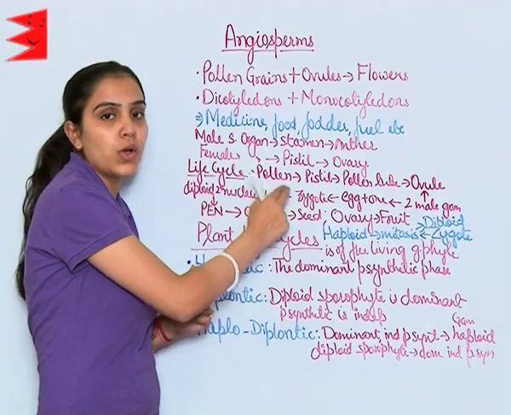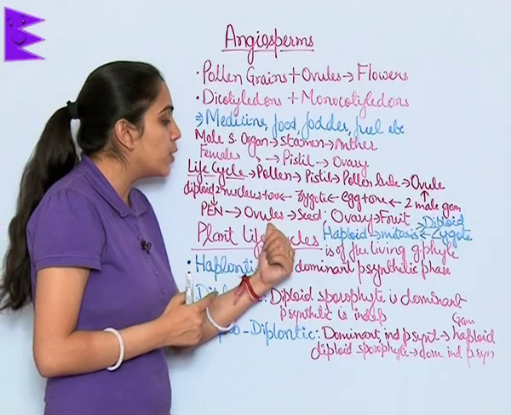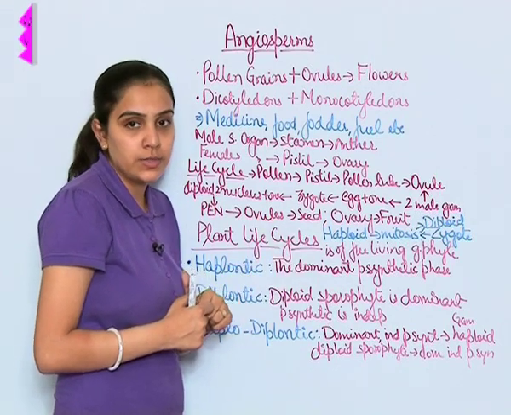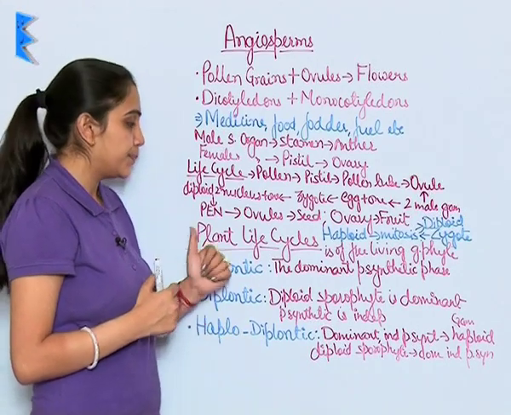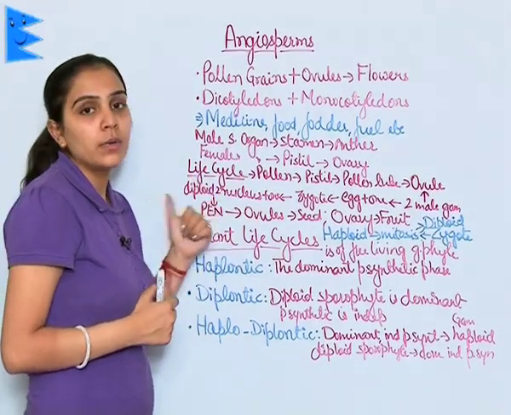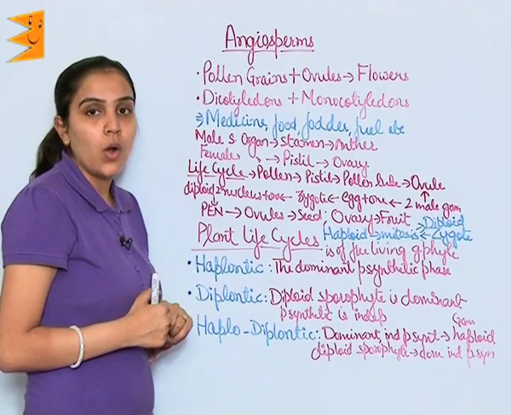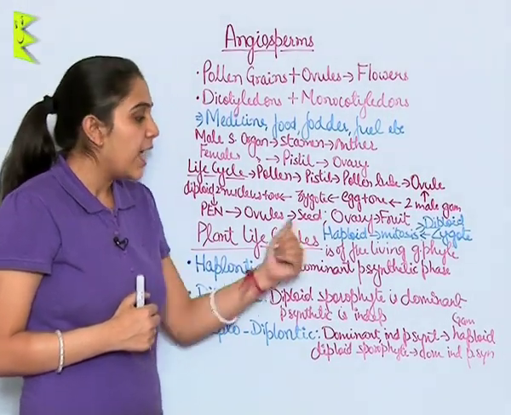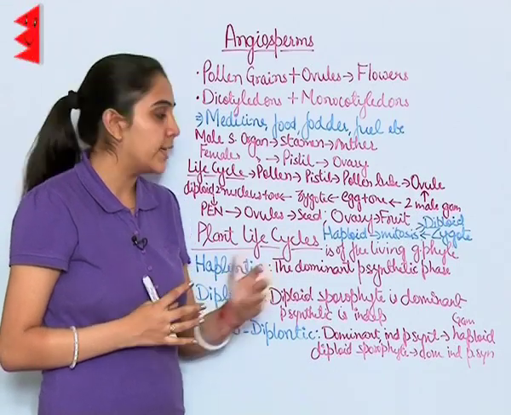When this whole process or life cycle is taking place, ovules get converted into seeds and ovary gets converted into fruit. This is all about angiosperms. Plant life cycles and alternation of generation. As you know, plants can be haploid or diploid.